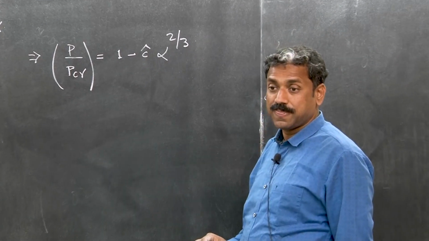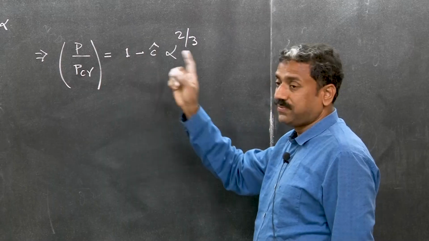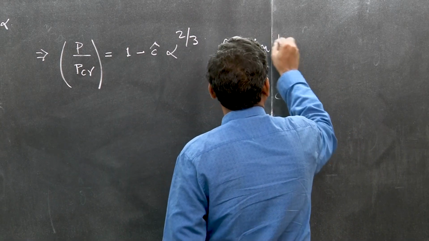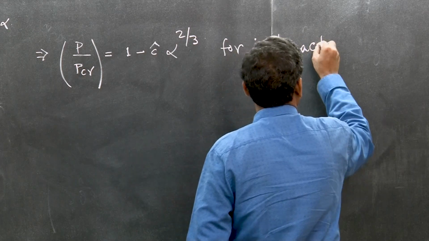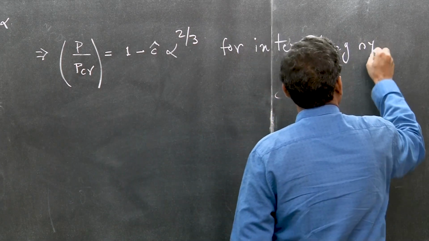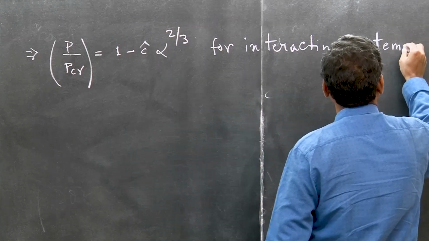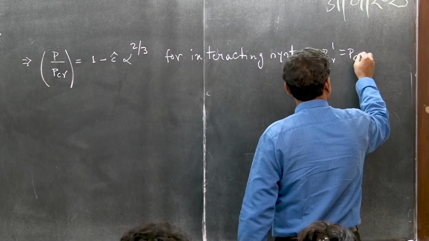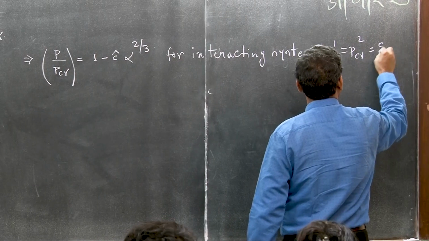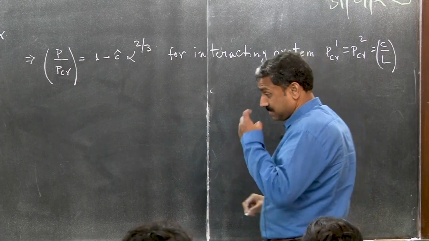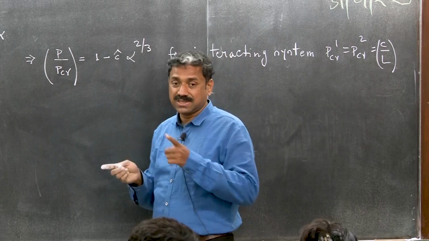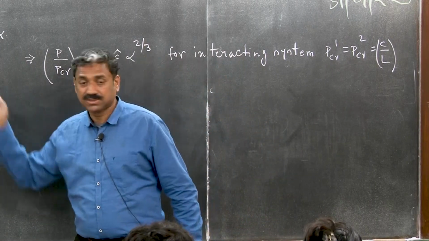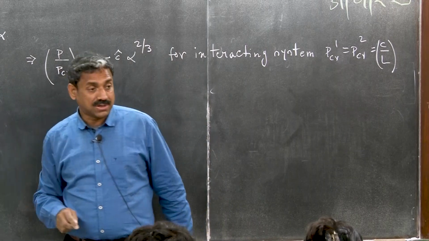Now, if this is for what? For the combined system, for the interacting system, right? Why is it interacting? Because PCR1 is equal to PCR2 is equal to C by L, right? And we have considered the coupling term between the two modes, the nonlinear term, that's where this cubic and all other terms are coming, right?